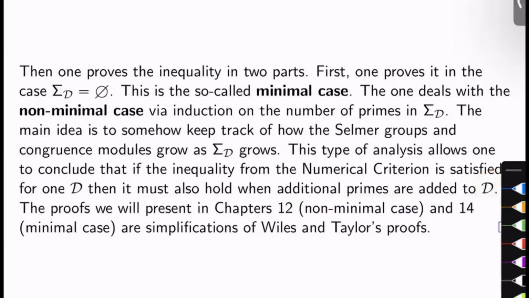Okay, so again, minimal case, sigma sub D is empty. Then we go by induction. And we show essentially in the non-minimal case that if the numerical criterion is satisfied for one type D deformation, then it must hold when additional primes are added to sigma sub D, the primes attached to the deformation type D. And so we will be presenting in chapters 12, the non-minimal case, and 14, the minimal case, simplifications of Wiles and Taylor's proofs. And I will see you all in the next videos for that.